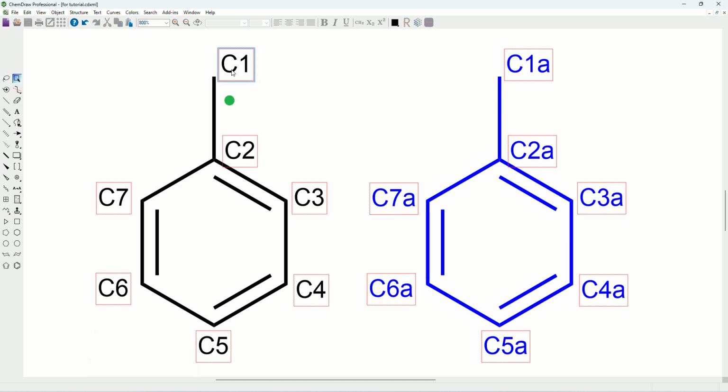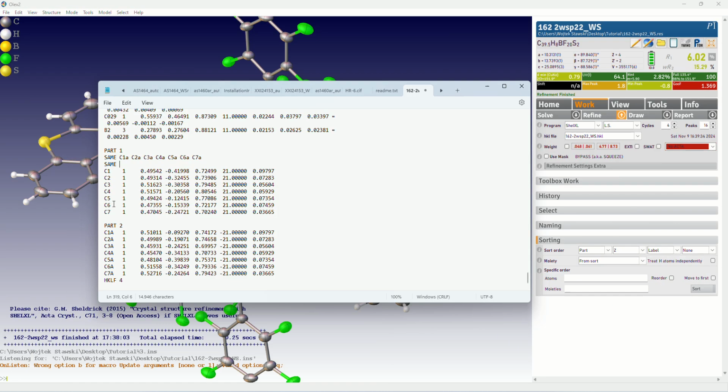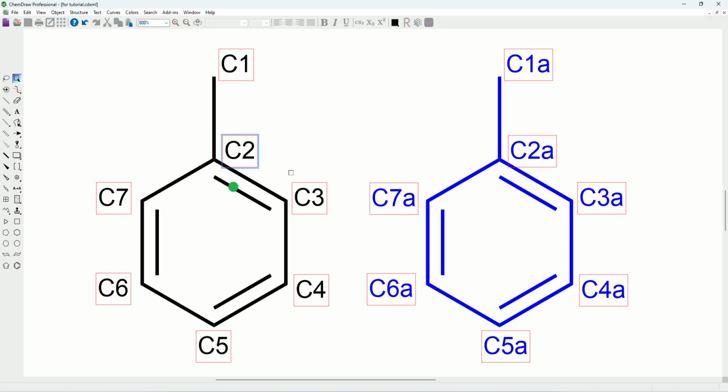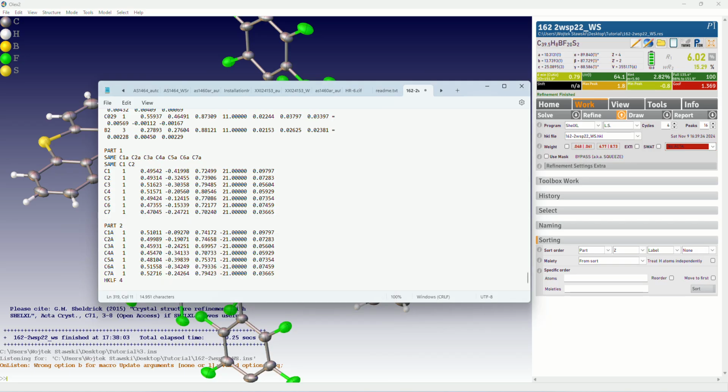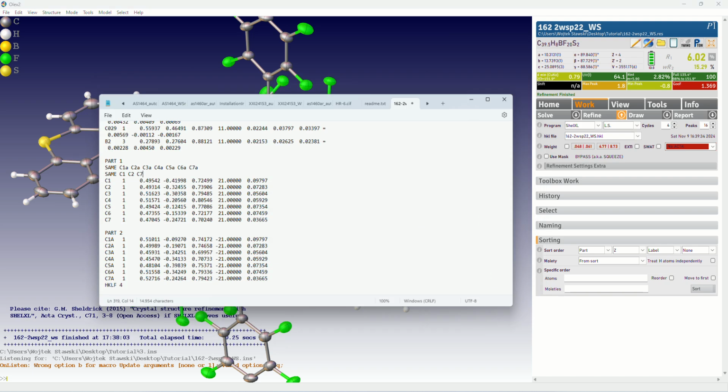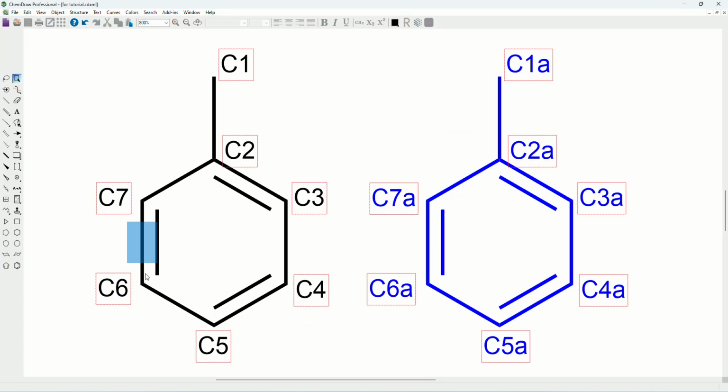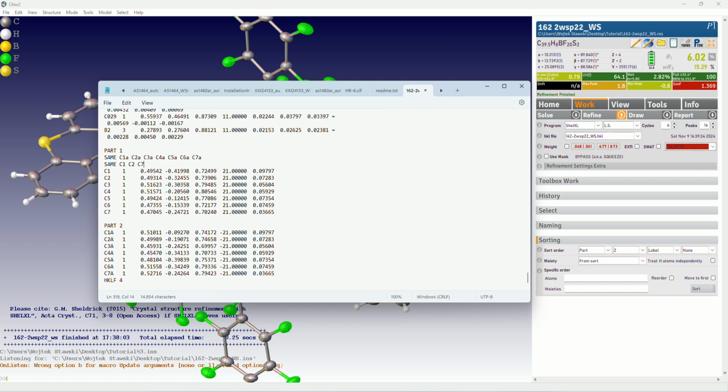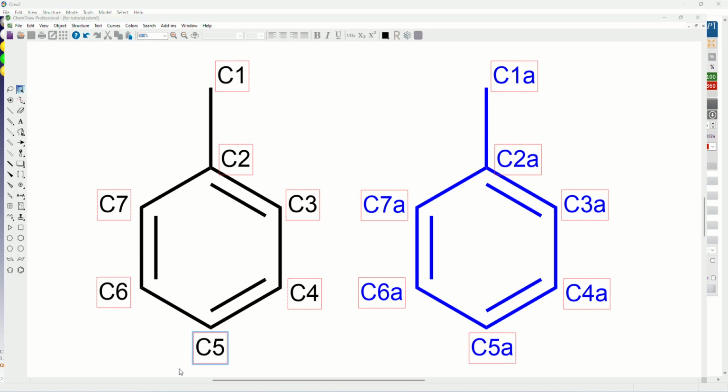Atoms C1, C2, they stay in the same place. We just write C1, C2, right? And now we normally would put the next atom, which is C3, right? But we know that C3 is equivalent to C7 because of symmetry. So we will write C7 to reflect this inner symmetry. C7. What about C4? Sorry, C4 is equivalent to C6. C6. And then we would write C5, and it stays in the same place, right?